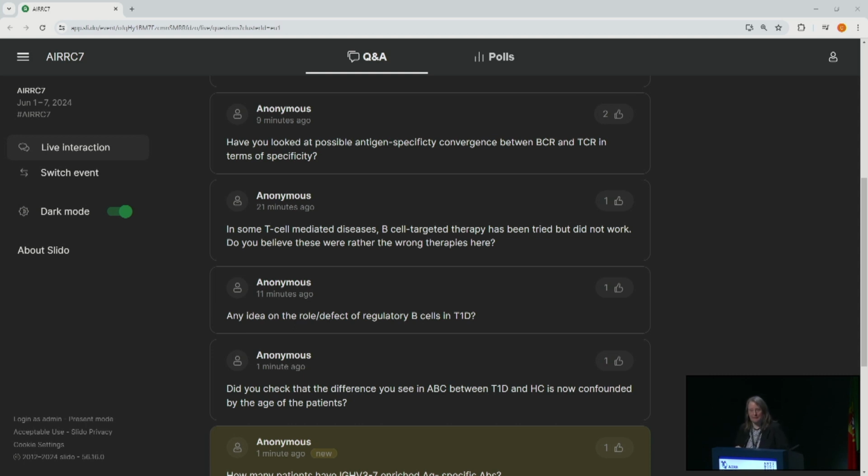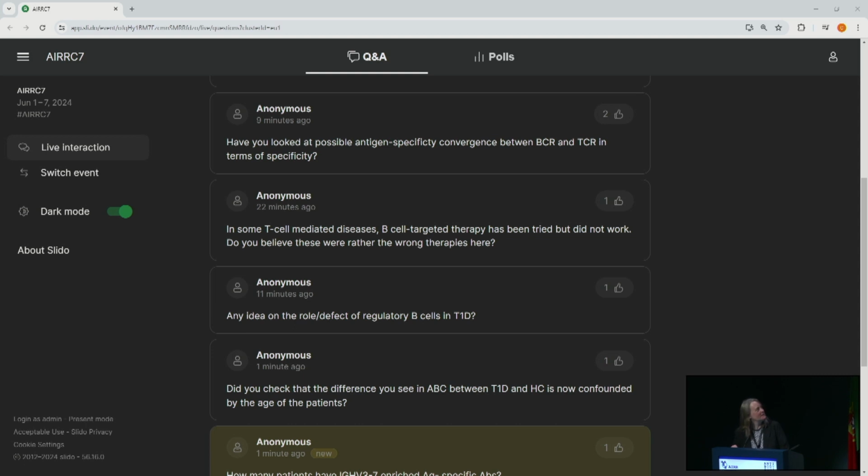That makes sense. Have you looked at positive antigen specificity convergence between BCR and TCR in terms of specificity? Yeah, that's a fantastic question, and we do have some parallel data sets that we're generating in the Human Pancreas Analysis Program, so whoever's asking that, come talk to me. It's a great idea, and yes, we're super interested.